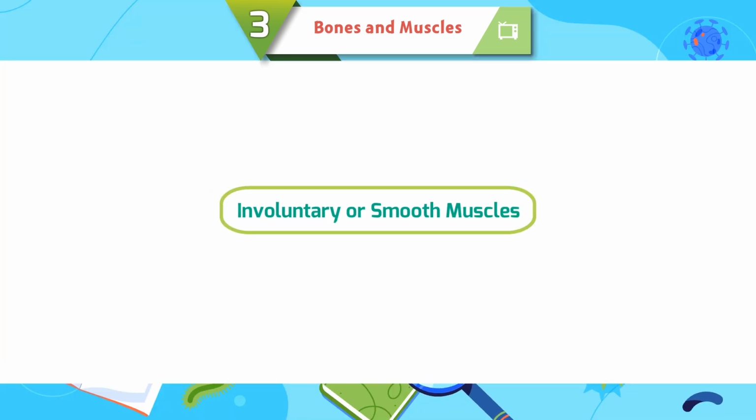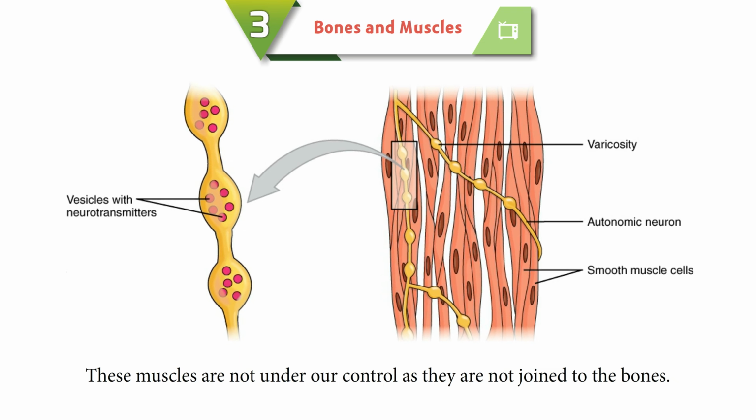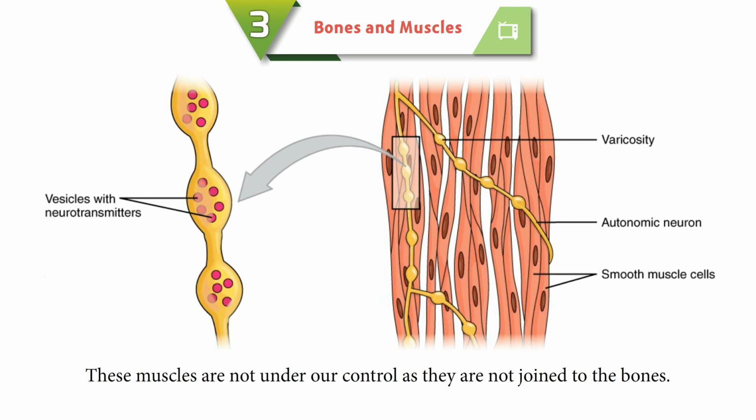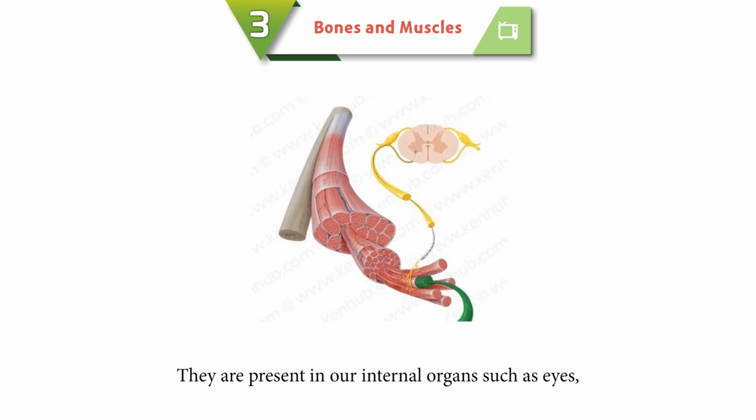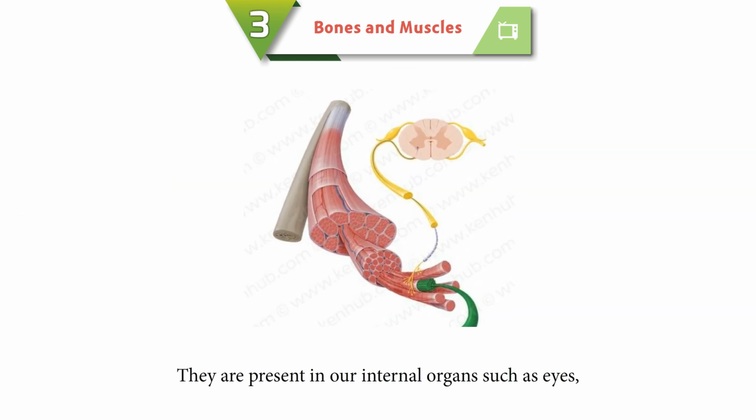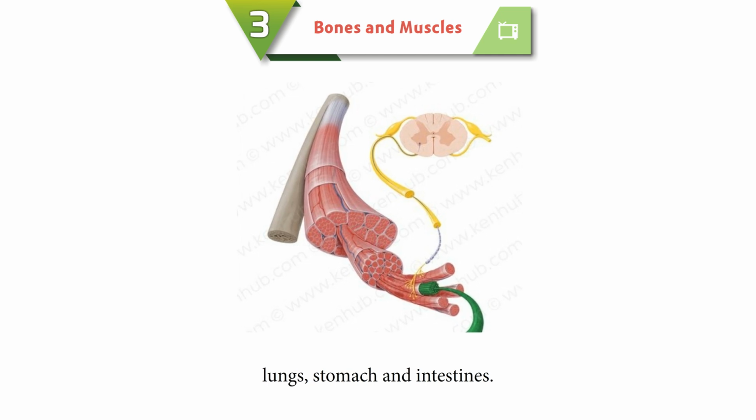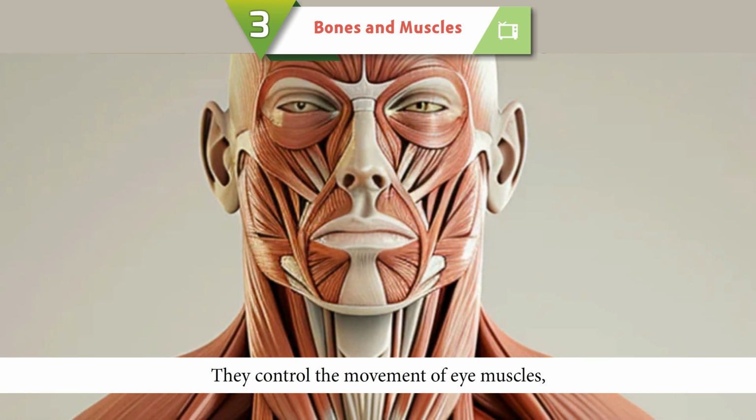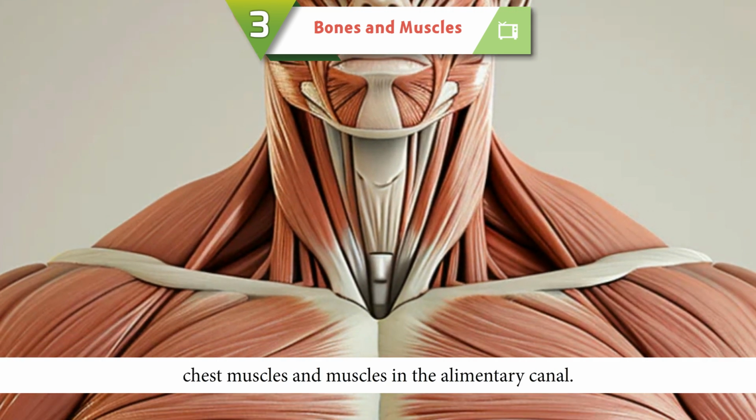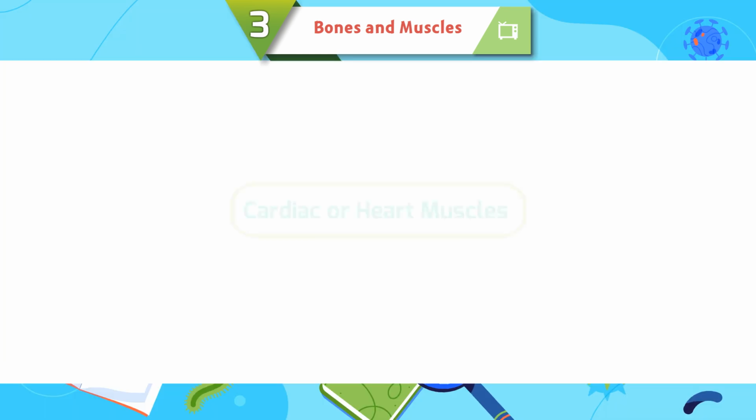Involuntary or smooth muscles. These muscles are not under our control as they are not joined to the bones. They are present in our internal organs such as eyes, lungs, stomach, and intestines. They control the movement of eye muscles, chest muscles, and muscles in the alimentary canal.